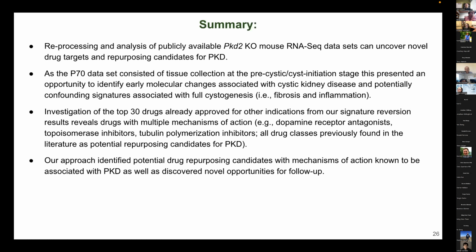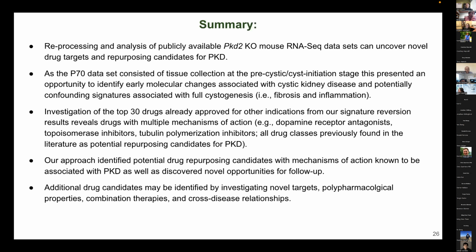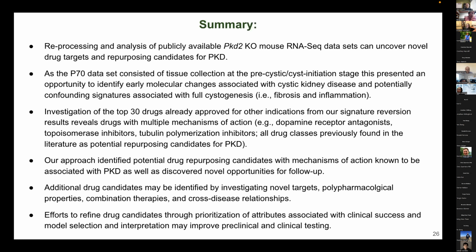So I didn't dive into all of the drugs today, but we have a whole list of other drugs that would be potential candidates for future studies. So we think that additional drug candidates might be identified by investigating more targets, polypharmacological properties, combination therapies, or cross-disease relationships, and that efforts to refine these candidates by prioritizing attributes associated with clinical success, and model selection and interpretation, are really important.